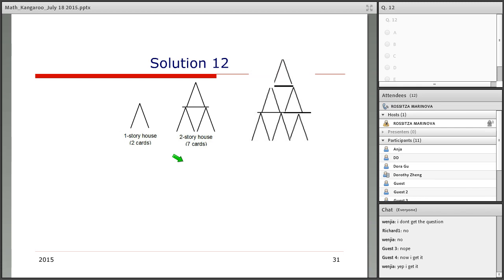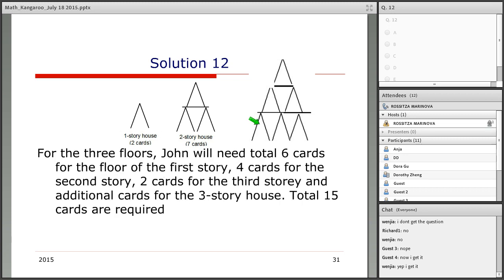3-story house is over here, and let's count the number of cards. If you see over here, there is 1, 2, 3, 4, 5, 6. That's in the 1st story. 6 cards for the 1st one, 4 cards for the 2nd one, and for the third one, you have 2 cards. Also, you have these 3 cards over here: 1, where you can see the pointer, and 3. So you have 6 plus 4 plus 2 plus 3, which is a total of 15 cards required. And so your answer is D, 15.